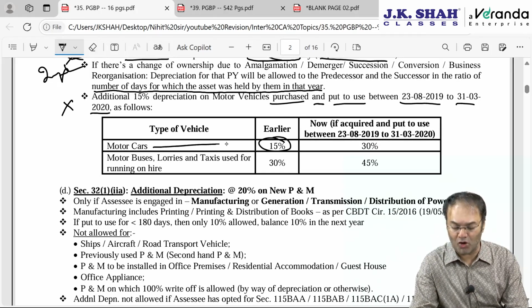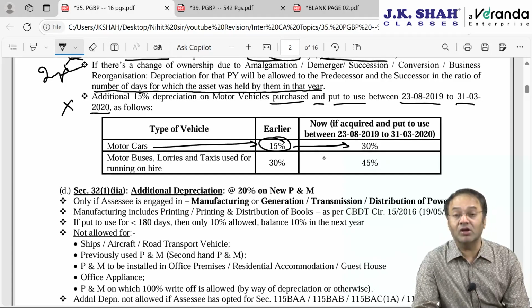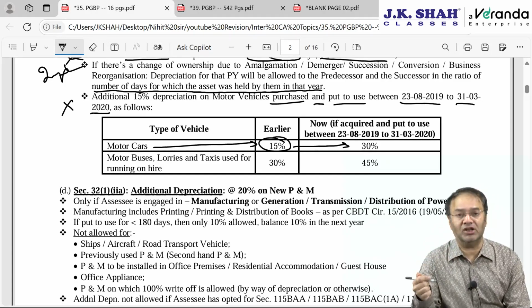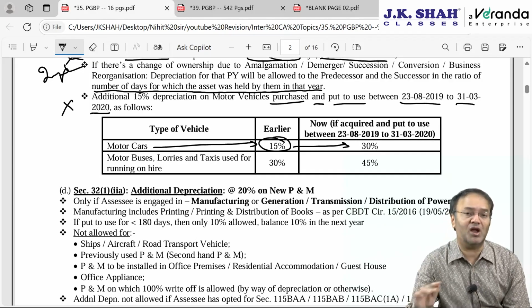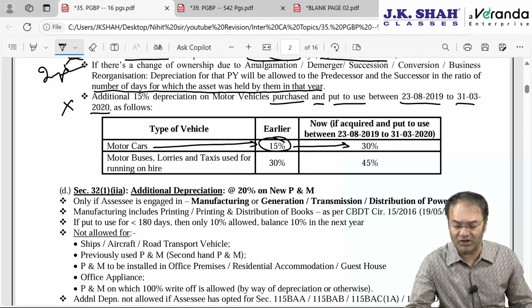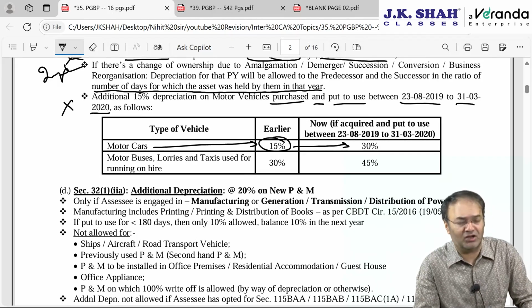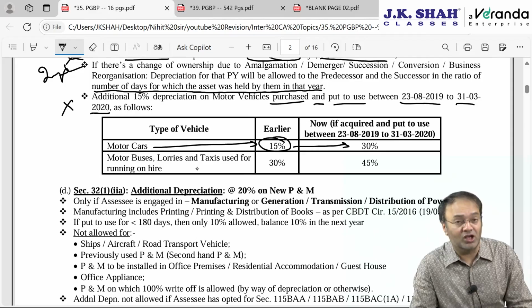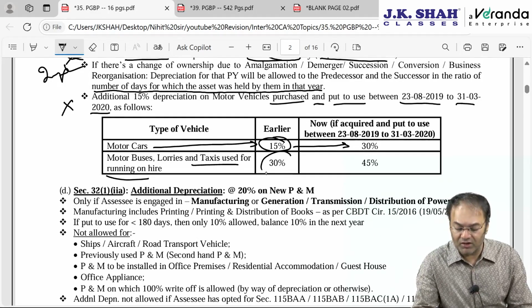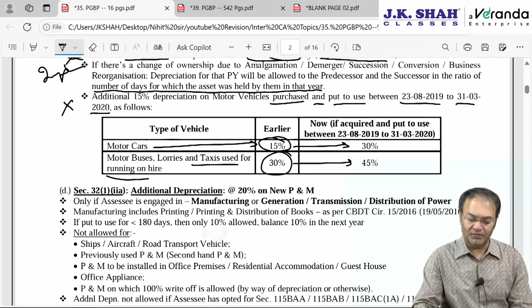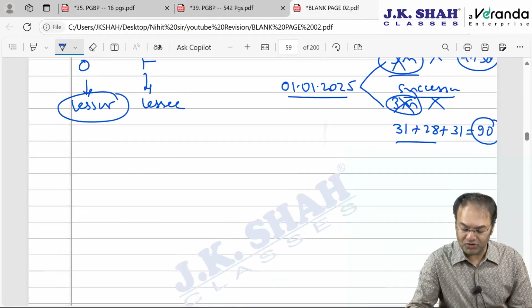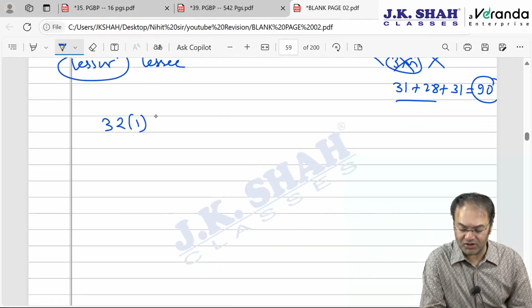Instead of 15% on a normal motor car, 30% will be allowed if acquired as well as put to use between so and so date, which you need not remember, it is an unimportant point, and that extra depreciation will be allowed for lifetime. It's not a one-time exercise, not only for that particular year, financial year 1920, but lifetime. In case it is used in the business of running it on hire, then 30% is allowed, double depreciation, plus 15%, 45% will be allowed. That is all. Then before we proceed further, let me clarify, section 32 subsection 1 clause 1 is the SLM method of depreciation.